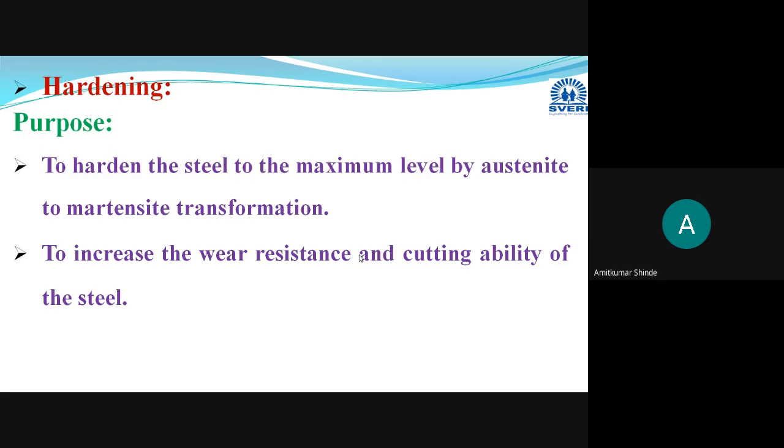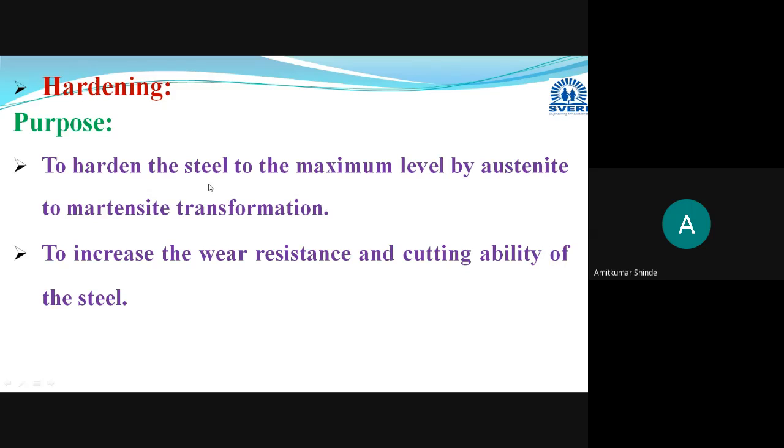Now, the hardening heat treatment process. In the word hardening itself, you will find the purpose of this process. Hardening means to improve the hardness of that particular material. Here we are going to improve the hardness of the steel. That is our first purpose, to harden the steel.